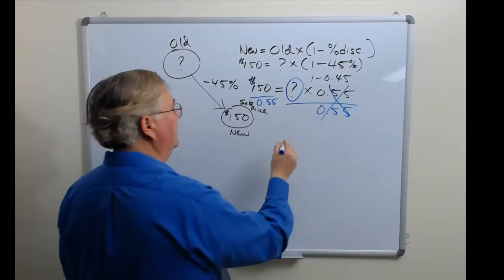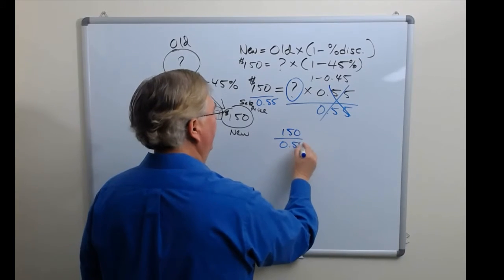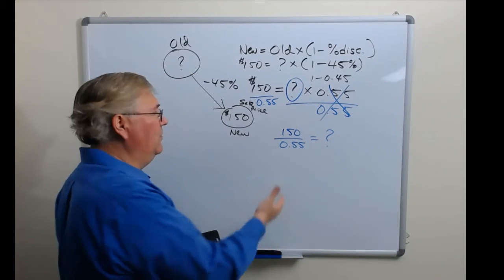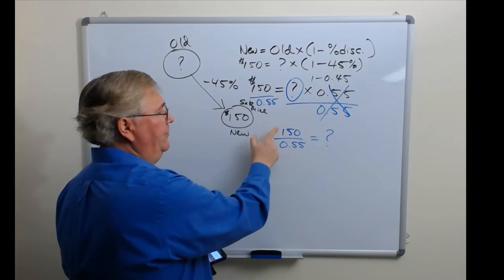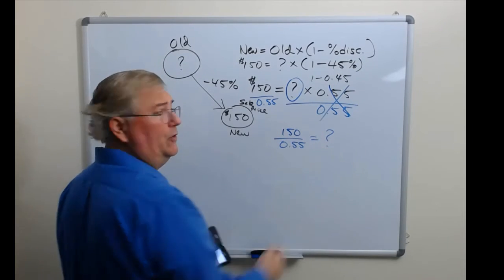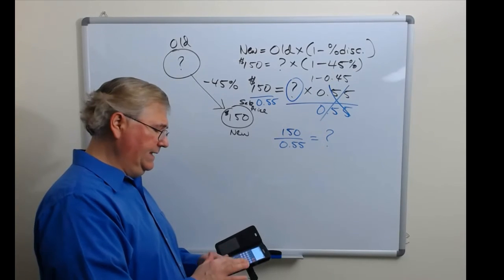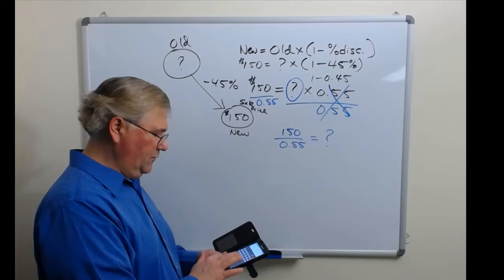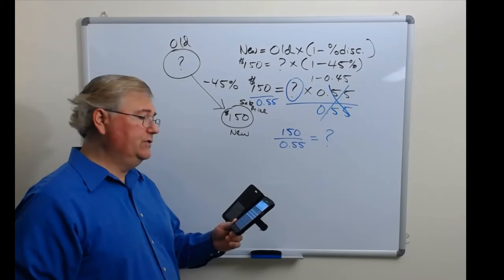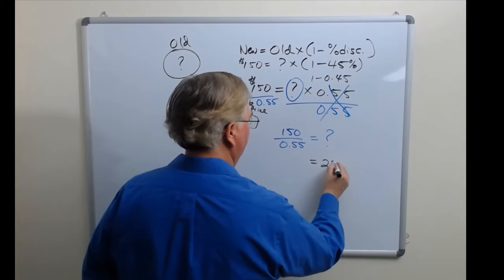And so we're left with 150 over 0.55 is equal to question mark. Now this is great because all we have to do now, our final step, is simply to divide 150 by 0.55 and we get our original price. Okay, so let's divide 150 divided by 0.55 and we get $272.73.